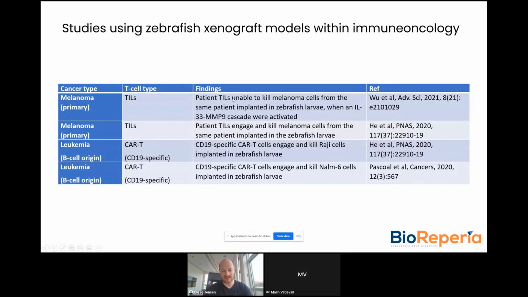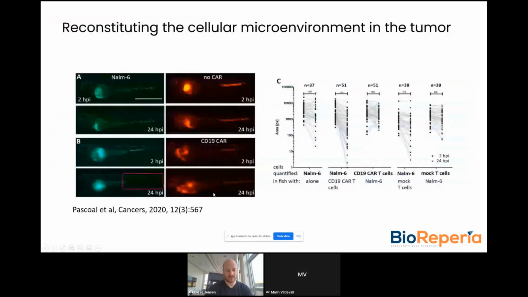And these are the 4 papers in this area at the moment, at least when it comes to studying this in zebrafish larvae. There are a few more papers studying this in adult zebrafish, but in zebrafish larvae, these are the 4 studies. So you can look into these for more details, but I will also show you a few examples from each of these papers in the coming slides.